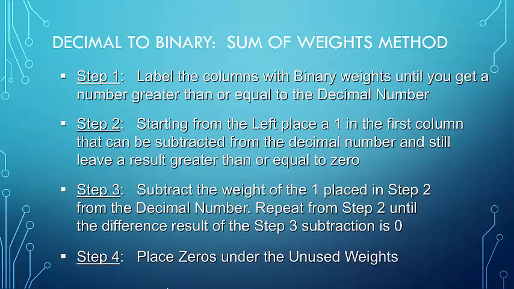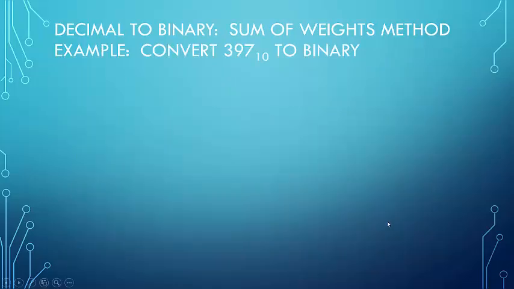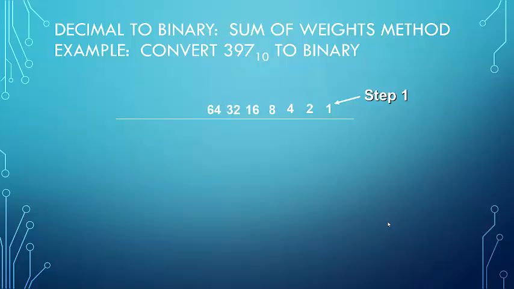And then in the last step, we'll place zeros in the unused weight columns. Okay, so in this first example, let's convert 397 base 10 to binary using the sum of weights method. First step is we're going to label weights in powers of 2 until we get a number bigger than or equal to 397. So at 512 I've surpassed my 397, so I'm going to stop there.